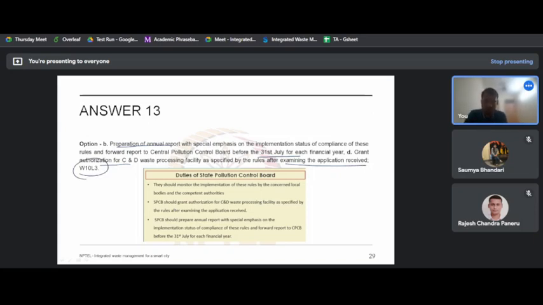So here we can see the slide. So implementation of these rules, granting authorization, preparing annual report and forwarding it to the CPCB before 31st July. So this was the last question for today's session.